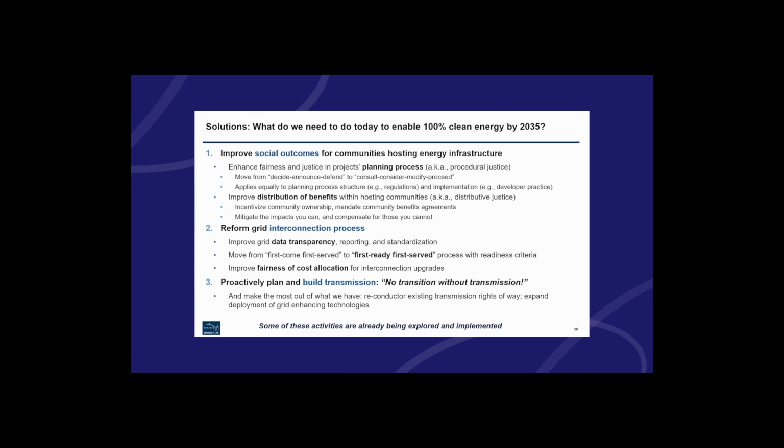And then we need to distribute the benefits of these projects. So we can't just have third-party developers coming in and extracting all the benefits and profits. Of course, we need to reform that grid interconnection process that I talked about. We need more data transparency in that process. And we need to move away from a first come, first served line to more of a first ready, first served approach.